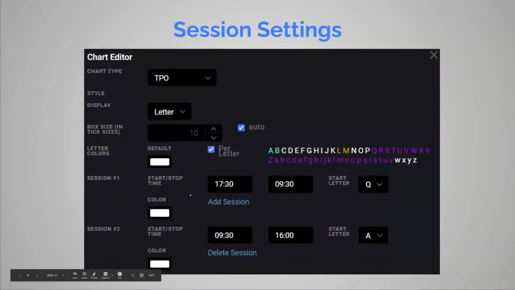And so if you want to split your profiles into a night and day session, specify the night session first and then put in the day session. That's how you want to do this, and your profiles will look right.